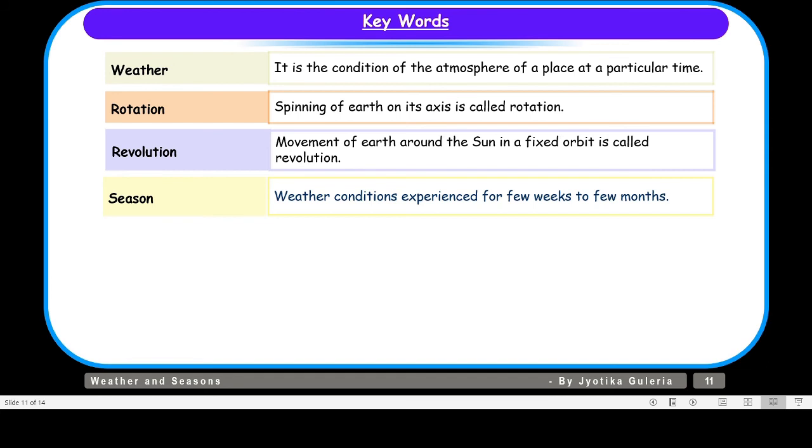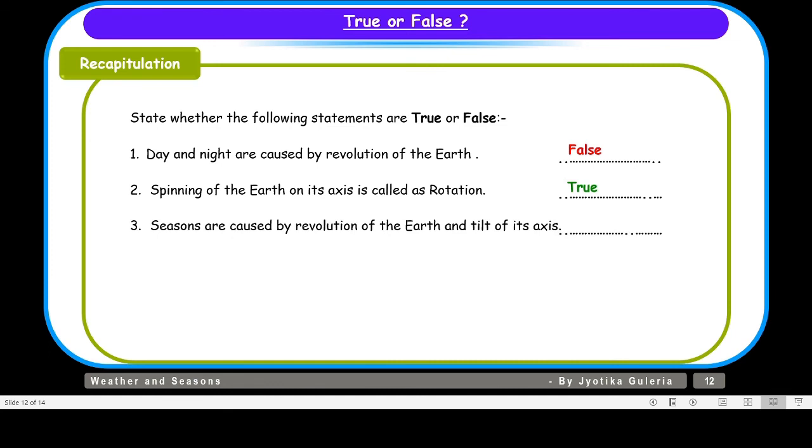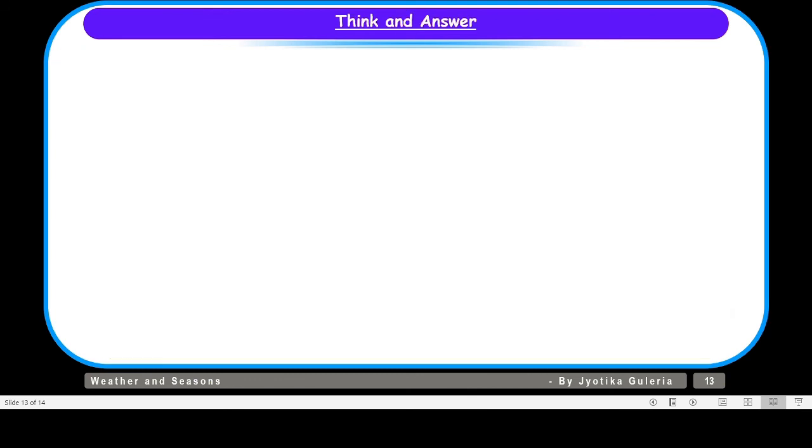So, with this, let us move on to the recapitulation section. State whether the following statements are true or false. Day and night are caused by revolution of the earth. That is false because it is caused by the rotation of the earth. Spinning of the earth on its axis is called as rotation. That is true. Seasons are caused by revolution of the earth and tilt of its axis. That is again true. Weather vary from place to place and time to time. That is also true. So with this, let us move on to the think and answer section.